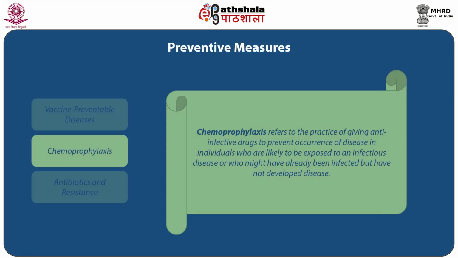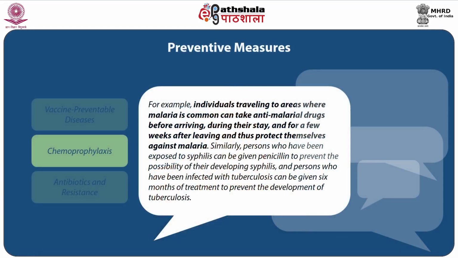Chemoprophylaxis. Chemoprophylaxis refers to the practice of giving anti-infective drugs to prevent occurrence of disease in individuals who are likely to be exposed to an infectious disease or who might have already been infected but not have developed the disease. For example, individuals traveling to areas where malaria is common can take anti-malarial drugs before arriving, during their stay, and for a few weeks after leaving, and thus protect themselves against malaria. Similarly, persons who have been exposed to syphilis can be given penicillin to prevent the possibility of their developing syphilis, and persons who have been infected with tuberculosis can be given 6 months of treatment to prevent the development of tuberculosis.